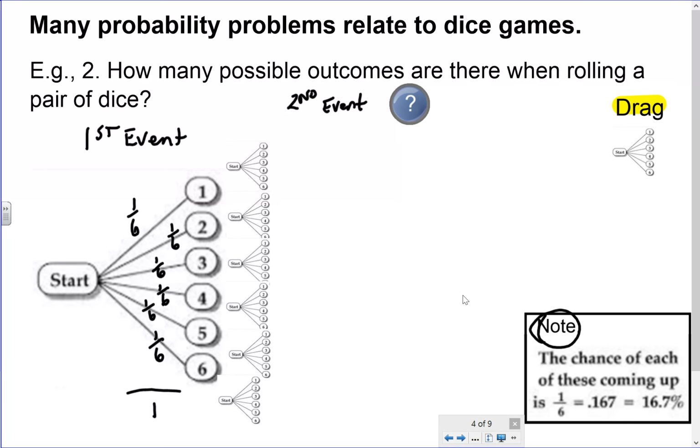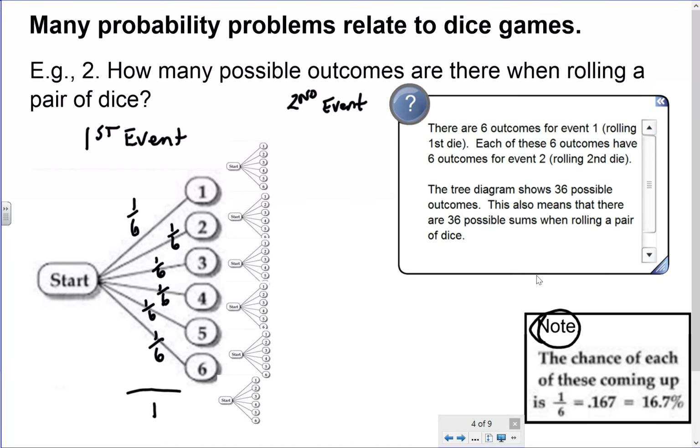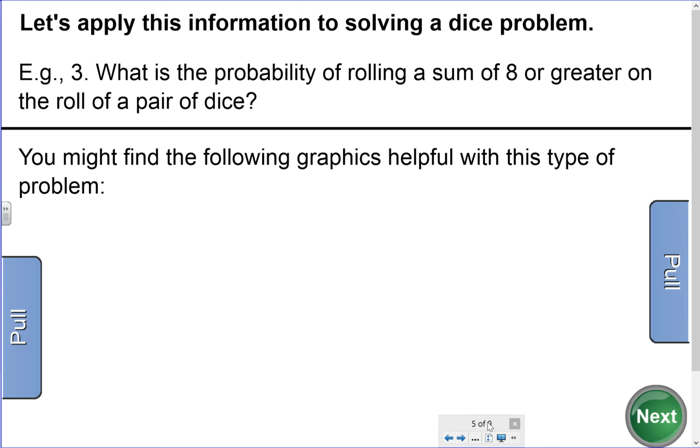Okay, so each of those has a particular set of outcomes, so 6. So my question here, or rather statement, is the following. As you noted in what I was saying, the tree diagram shows 36 possible outcomes, which means that if you were to add those pair of dice, then there should be 36 possible sums. Okay, so let's take a look at a visual that's going to put that together for us.